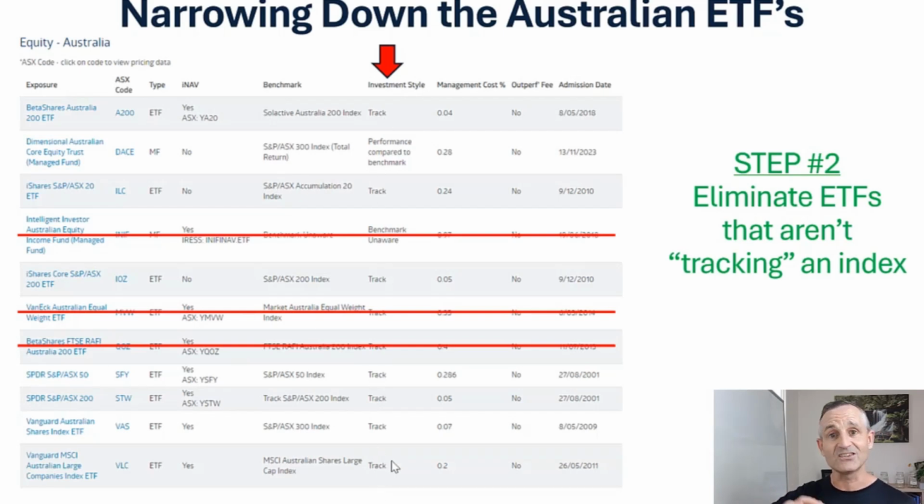So that's telling us that it's following an index. It's basically just replicating an index. We want to remove anything that doesn't do that. And I think there's only 1 in there that doesn't do that. So we're now down to just 7 exchange traded funds.